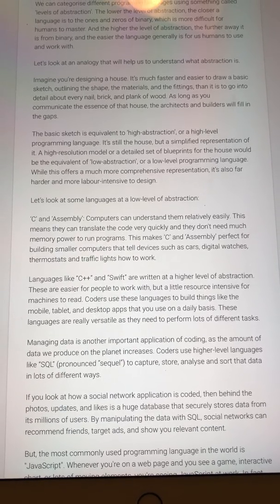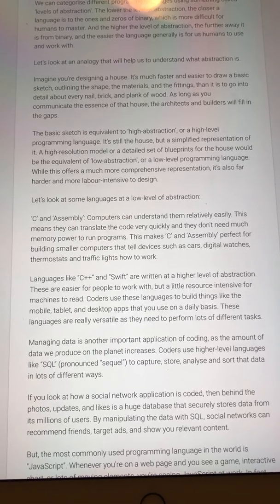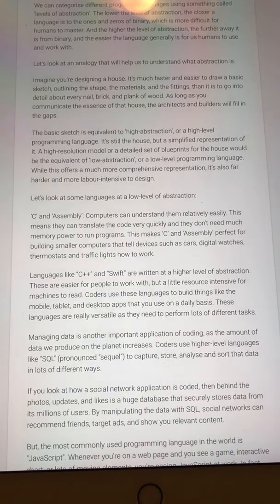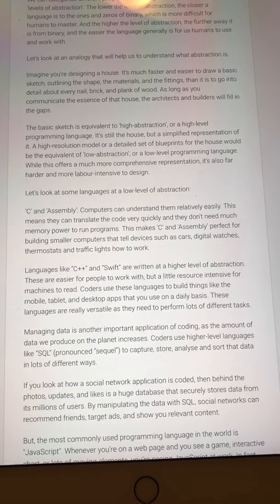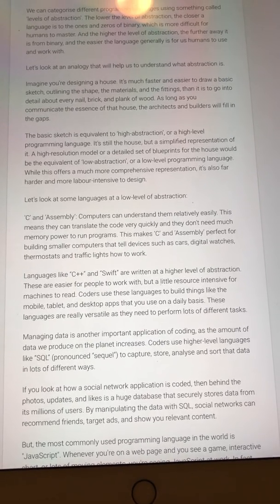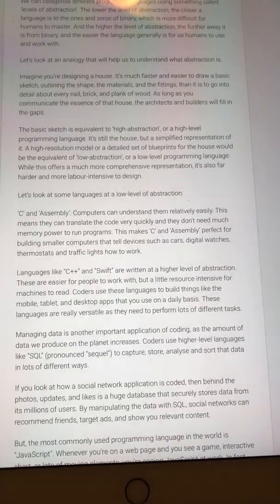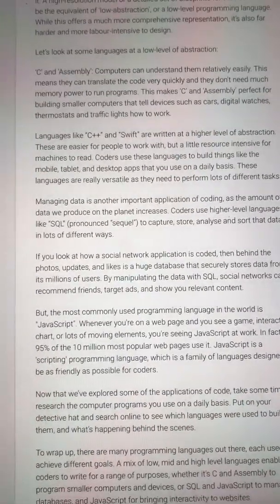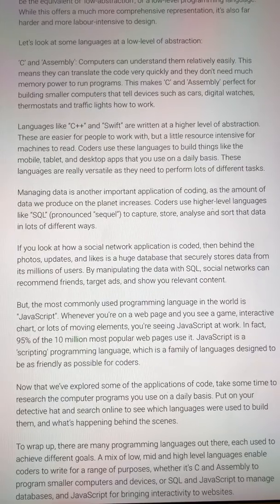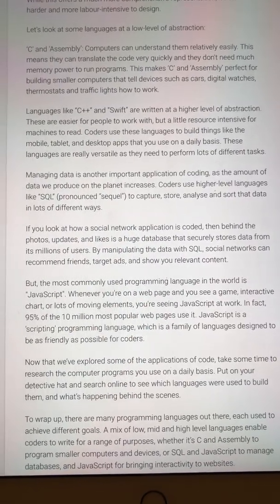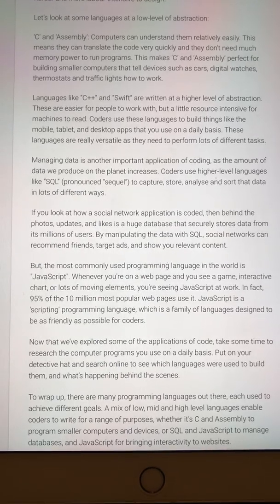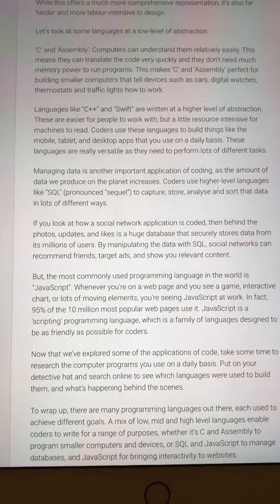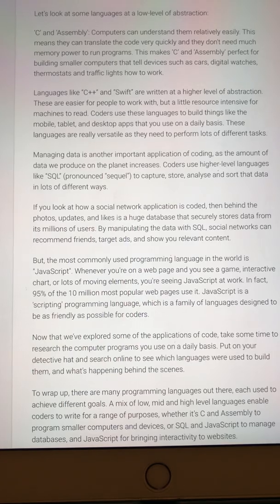A high-resolution model or a detailed set of blueprints for the house would be the equivalent of low abstraction or a low-level programming language. While this offers a much more comprehensive representation, it's also far harder and more labor-intensive to design. Let's look at some languages at a low level of abstraction. C and assembly. Computers can understand them relatively easily. This means they can translate the code very quickly and they don't need much memory power to run programs. This makes C and assembly perfect for building smaller computers that tell devices such as cars, digital watches, thermostats, and traffic lights how to work.